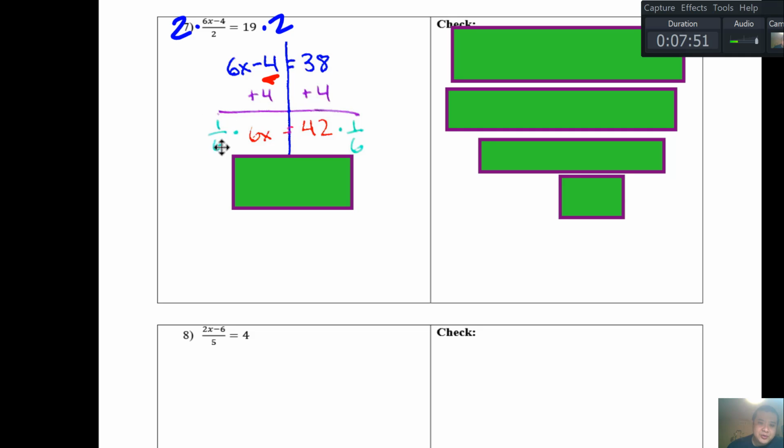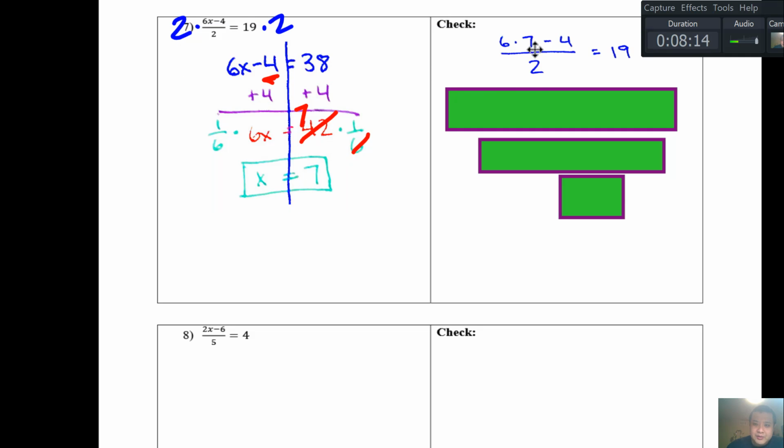Multiply both sides by the reciprocal of the coefficient. So multiply both sides by 1/6. Cross cancel, because we can. Right here and here. This 42 turns into a 7 because 6 goes into 42 7 times, and we get x equals 7.